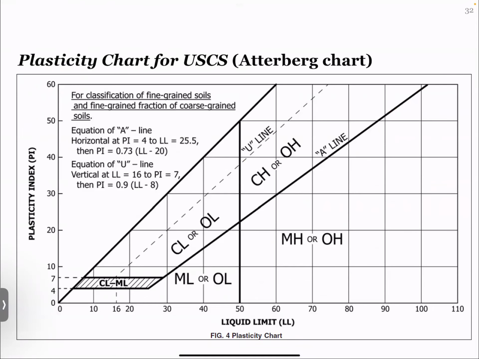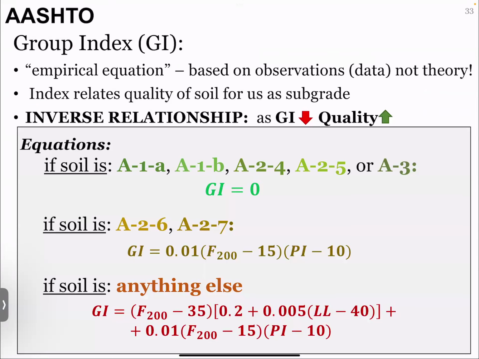So just to compare again, this is the Atterberg chart for the USCS. So you can see very similar options there. And this is going to be provided in your FE handbook, and you have to make sure you're reading the correct one when you're going in between the two. Okay, so let's talk about the group index.